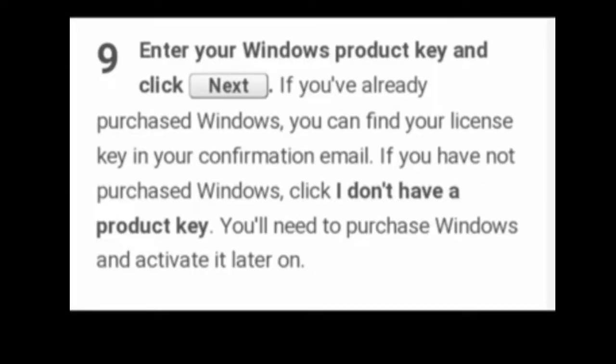Number 9. Enter your Windows product key and click Next. If you've already purchased Windows, you can find your license key in your confirmation email. If you have not purchased Windows, click I don't have a key. You need to purchase Windows and activate it later on.